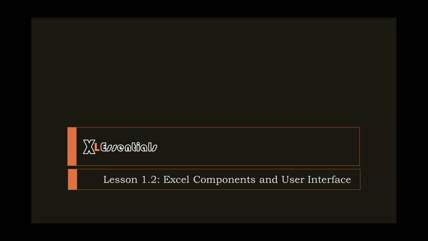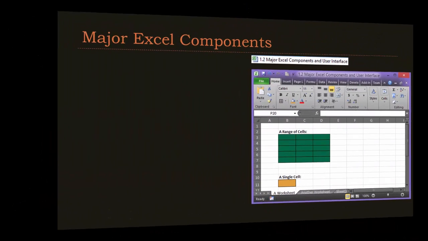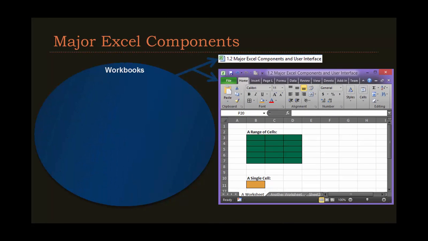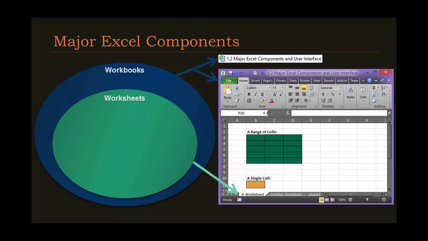In this tutorial, we will be discussing the major Excel components and file extensions to get you familiar with Excel's basic structure. Excel files are referred to as workbooks. This is because a workbook is the main component or object of Excel. A workbook is simply a file that is made up of one or more worksheets.